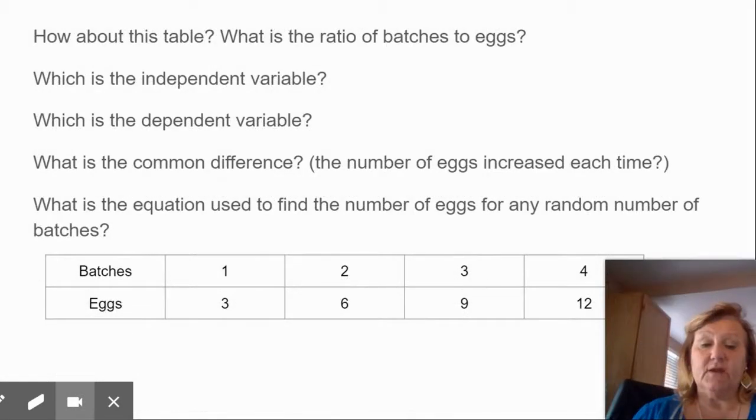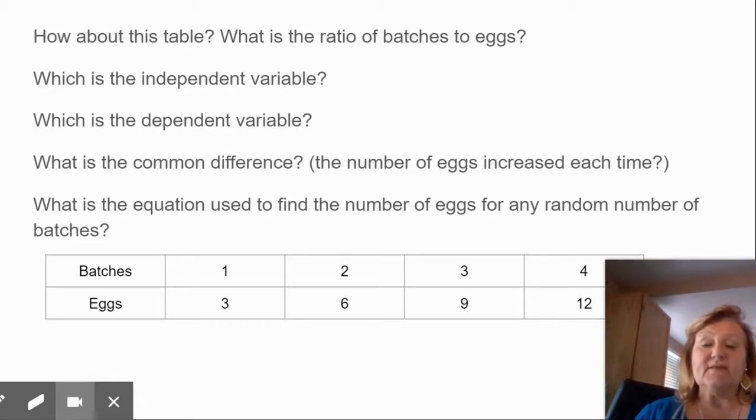So let's take a look at this table. This one looks a little bit different. For every batch, we have 3 eggs. So the ratio of batches to eggs is, you should know that. And then which is the independent variable and which is the dependent variable.